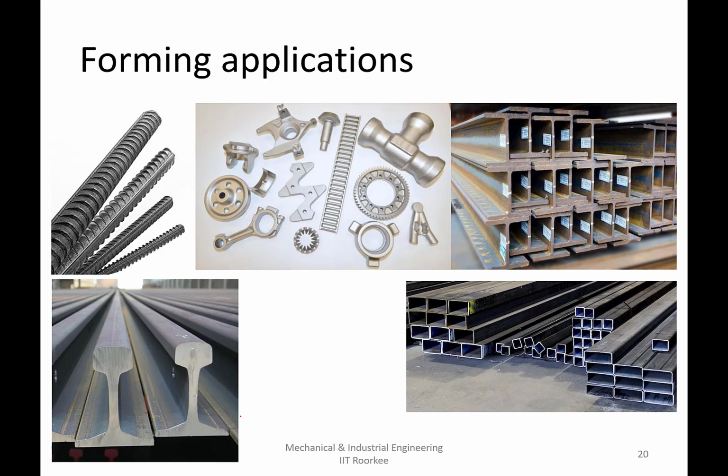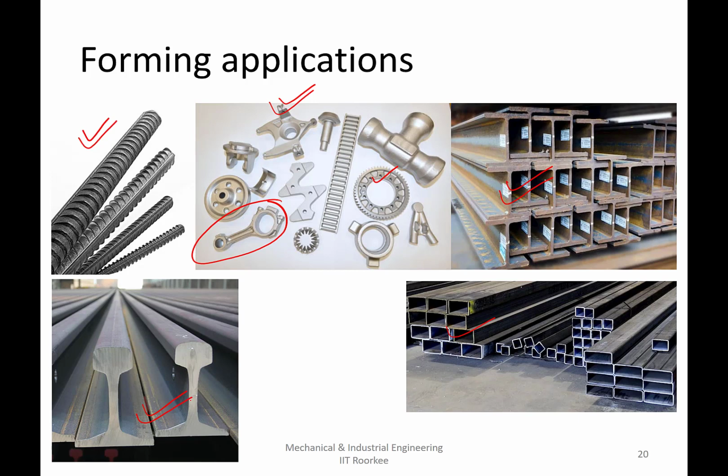So these are some of the commonly made products using the deformation based approach. A reinforcing bar, you must have seen, is used in the construction industry. These are a number of products which are used in the automotive sector. This is, say, a connecting rod. It's very common. And these are the gears. Forged gears are also made. These are the girders, and these are also, say, rectangular sections, and these are the rails.